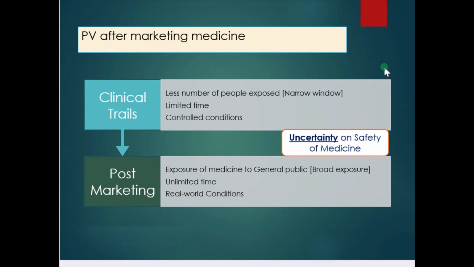Even after a medicine is marketed, there is even more requirement of PV as the usage of the product increases in the market under real-world conditions to the general public with a broader group of population. As before regulatory approval, medicines are studied in a controlled environment in a smaller number of people exposed to the product in a limited time period. There is uncertainty in the safety of the medicinal product, hence there is a need to collect, record and assess the safety data.